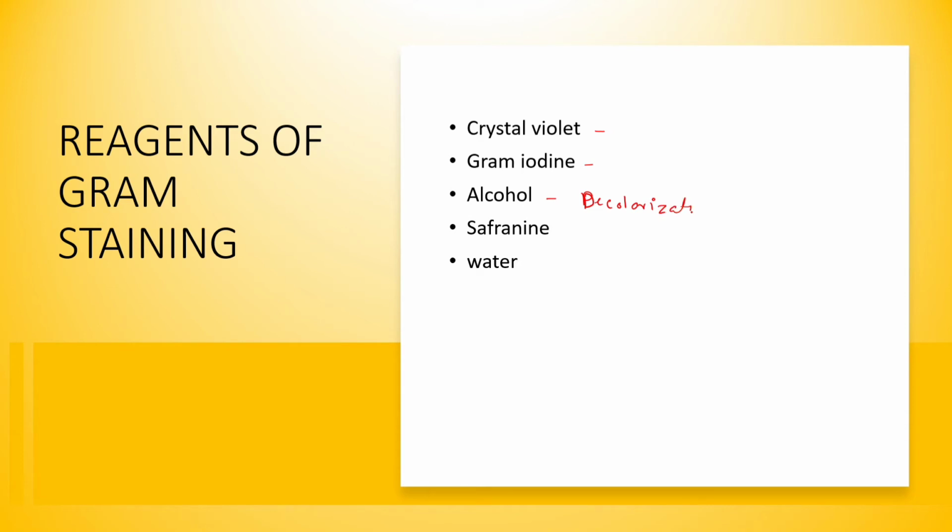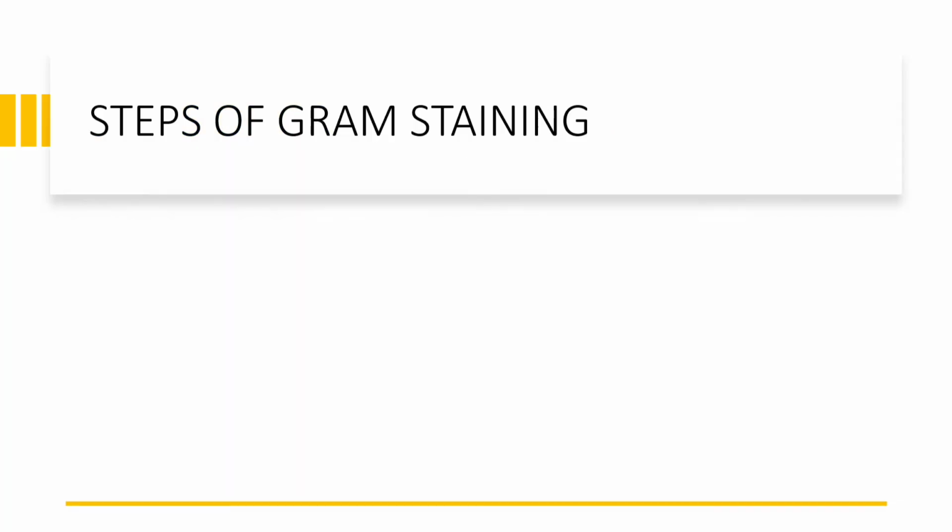Now, the reagents of gram staining. These all are used in gram staining procedure: crystal violet, which is the primary stain, gram iodine, alcohol, which is used as the decolorizer, safranin, which is the counter stain, and water.